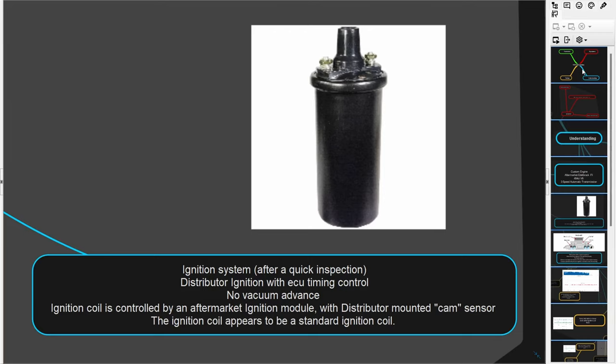The distributor has a cam sensor mounted inside where the points would go on the distributor. The ignition module is actually mounted on the firewall. So it's not like a typical GM distributor. I believe it was a Mallory distributor, but the cam sensor's inside and the ignition module is mounted externally. The ignition coil appears to be a standard ignition coil, just like the one in the picture.